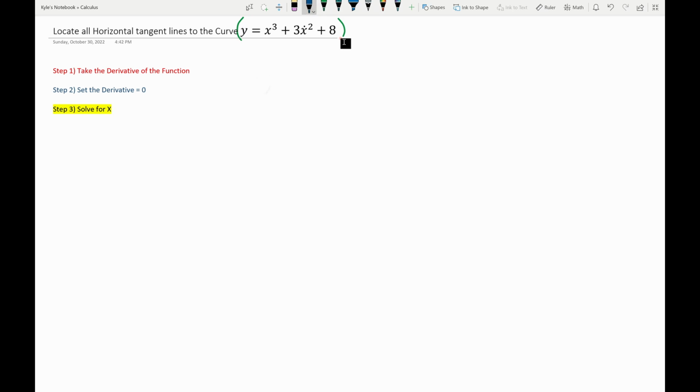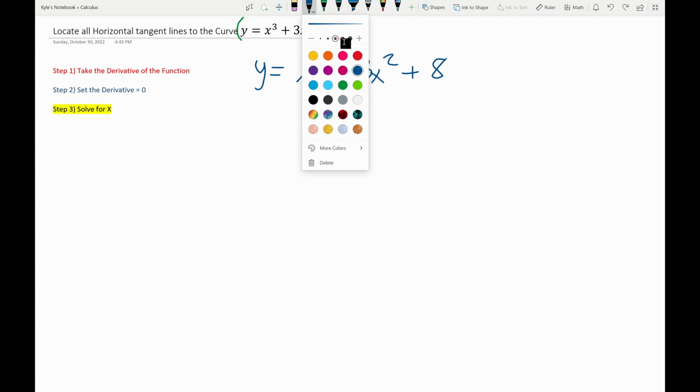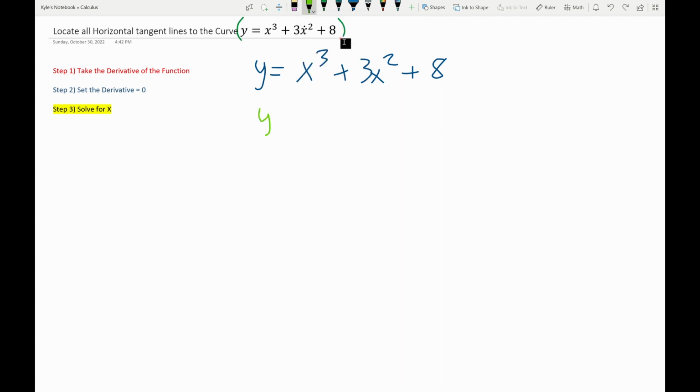So we're going to write the problem out. And now we're going to derive it. So we're going to end up with y. I should do a different color actually. We're going to end up with y prime. And then we're going to have 3x squared plus 6x.